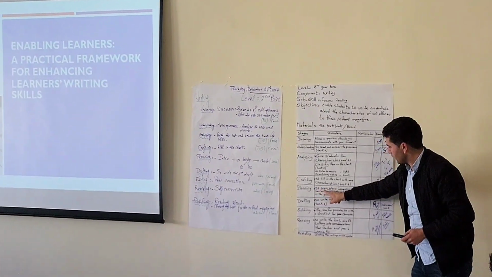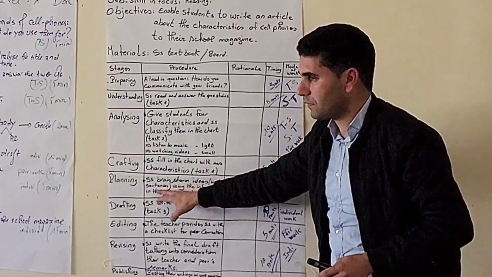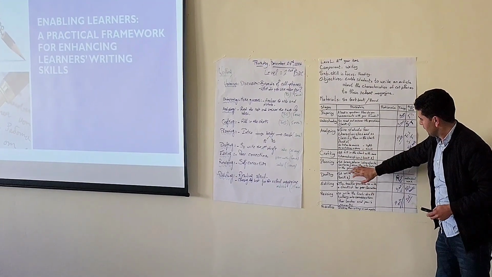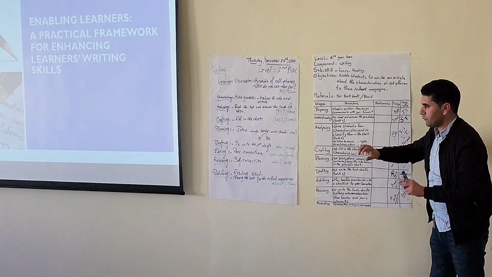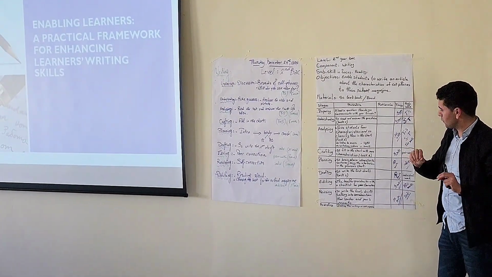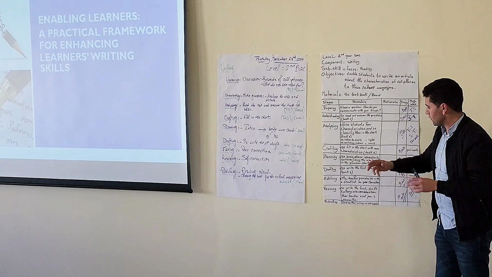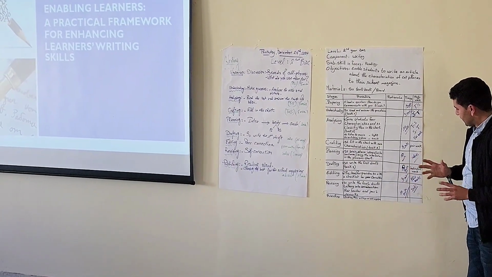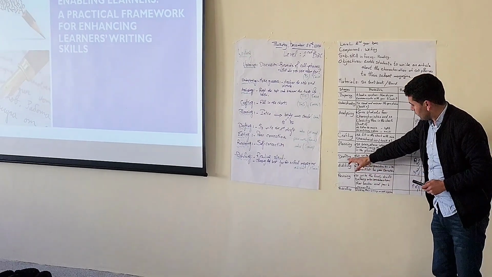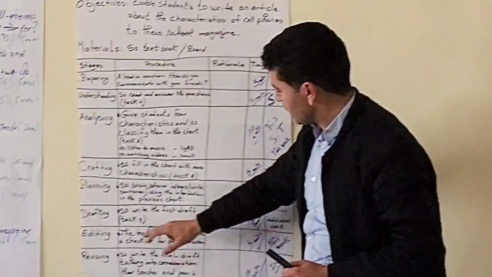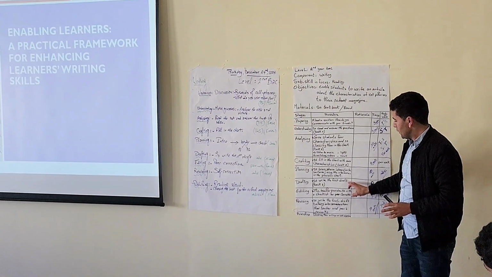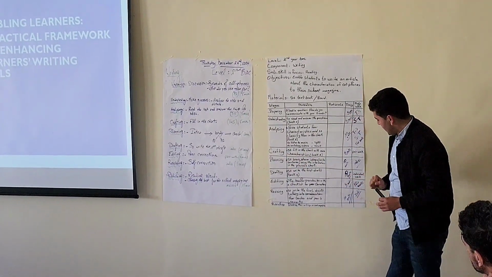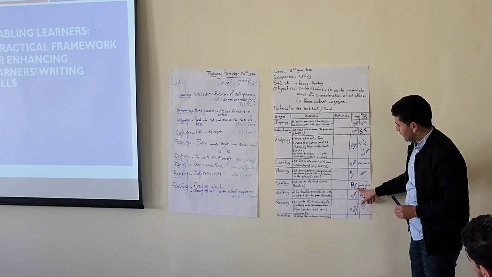For planning, students are going to brainstorm ideas, write sentences using the information in the previous chart. They are going to use the information in form of words or maybe ideas or collocations to turn them into sentences. So this is for planning, and it's going to take them something like 10 minutes. So for drafting, students are going to write the first draft using the sentences they wrote in the planning. And this is going to take 10 minutes.